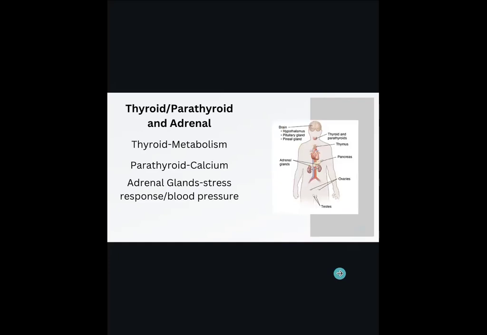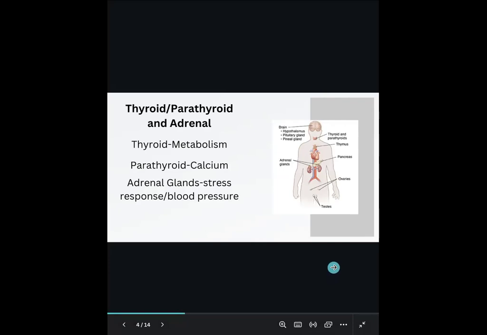Okay, so thyroid, parathyroid, and adrenal. Your thyroid gland controls your metabolism. It releases thyroid hormone into the blood, and the more thyroid hormone, your body cells are going to use more energy. We'll talk about that a little bit more later. It also releases calcitonin. Calcitonin puts calcium from your blood into your bones, so it'll decrease the calcium in your blood. Parathyroid does the opposite. Parathyroid hormone will bring calcium out of the bones and into the blood, so it'll increase the calcium in your blood.